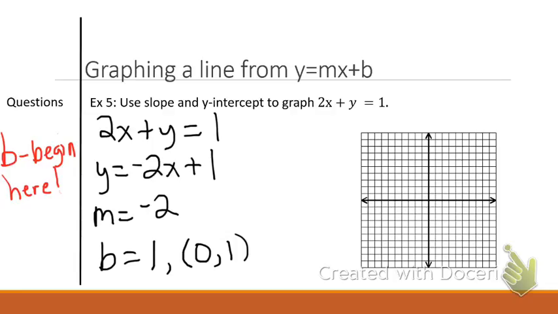So I'm going to go to 0, up 1, and put a point. Let's try again. There we go. And apply the slope. The slope is -2, and if some of you are getting confused, I remind you, -2 can be written as -2 over 1. So that's how I know how to move. I'm going to go down 2, to the right 1, because it was negative. Down 2, to the right 1.